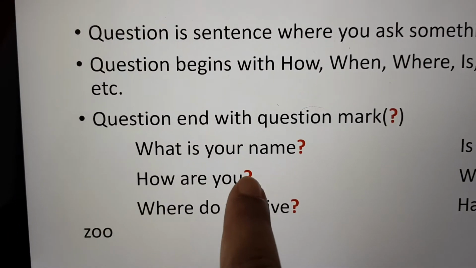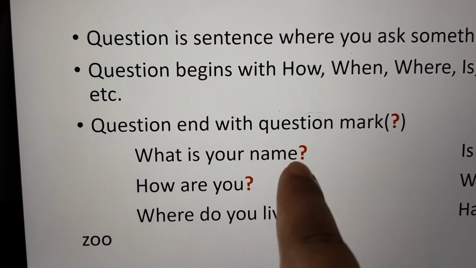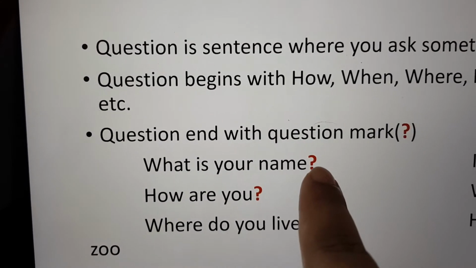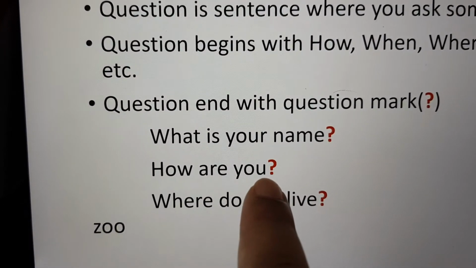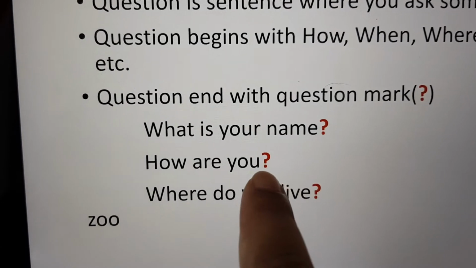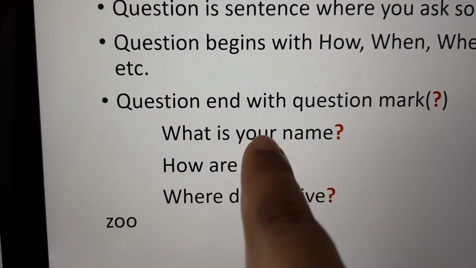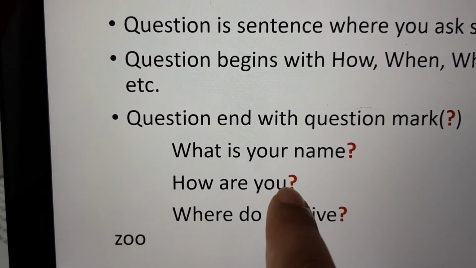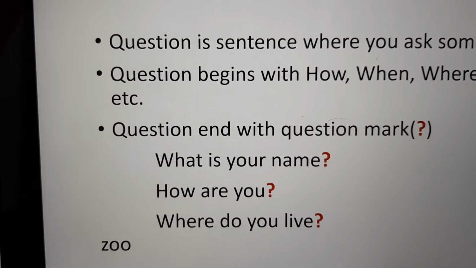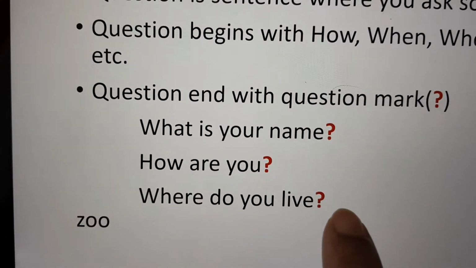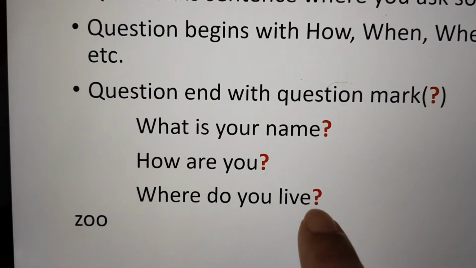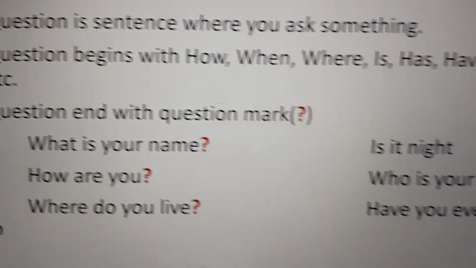What is your name? It's a question. So you have to put a question mark here. How are you? You are asking how are you? So it is a question. So you have to end the question with a question mark. You cannot put a full stop here. Where do you live? You are asking a question. So you have to end it with a question mark.